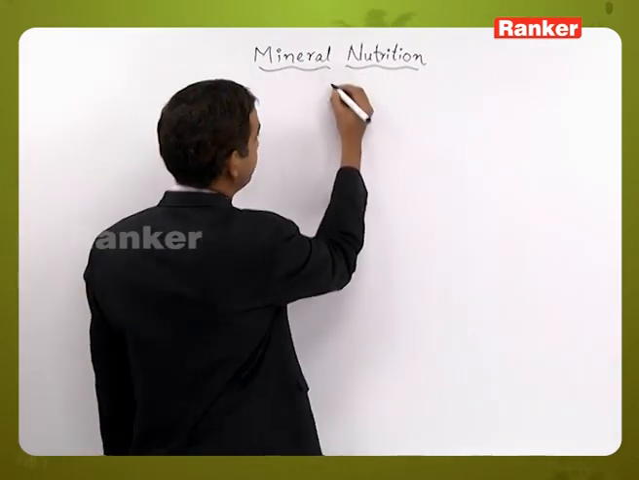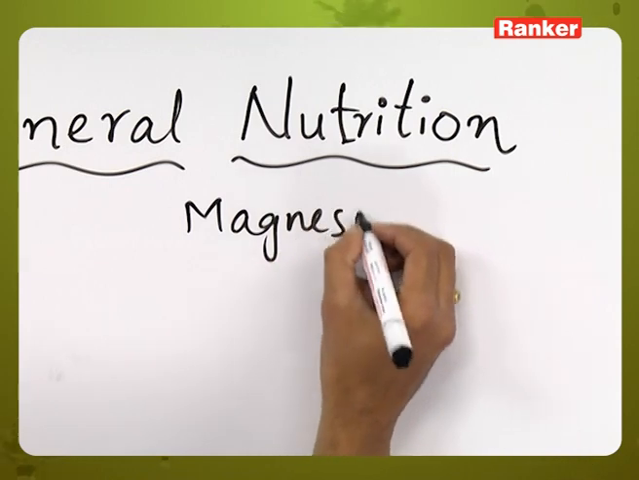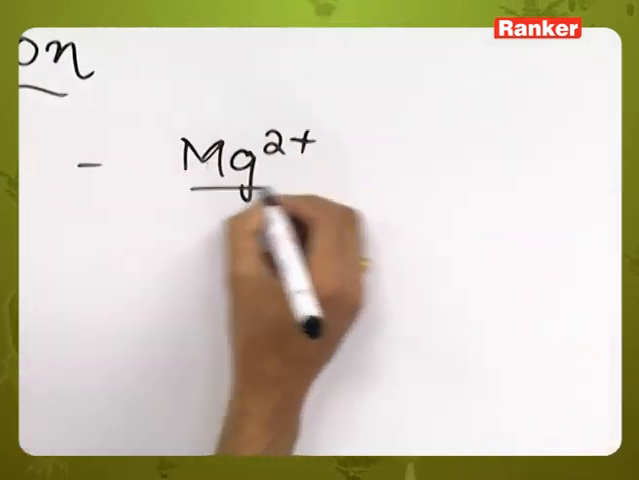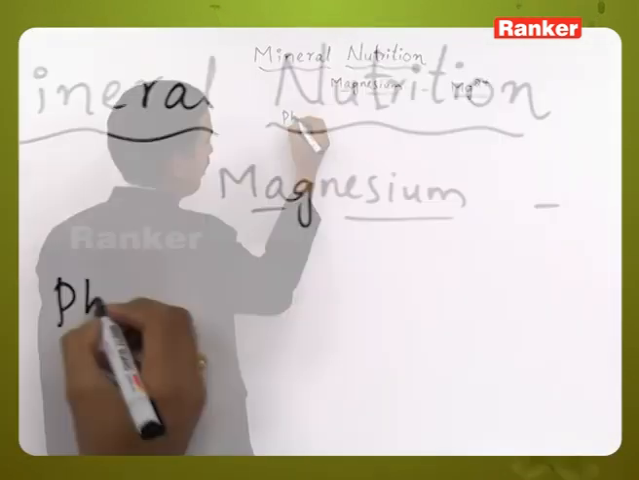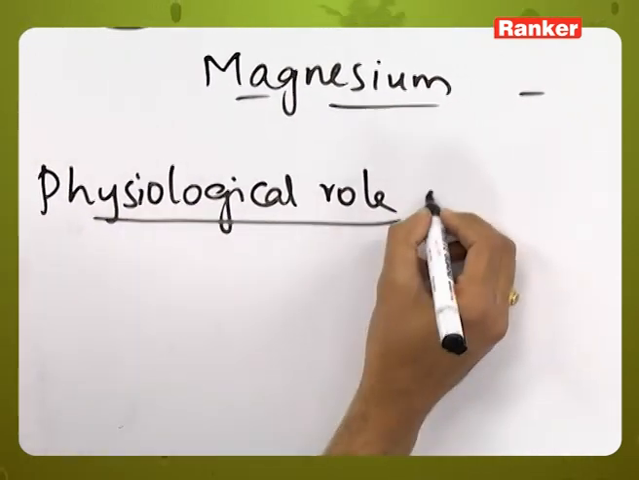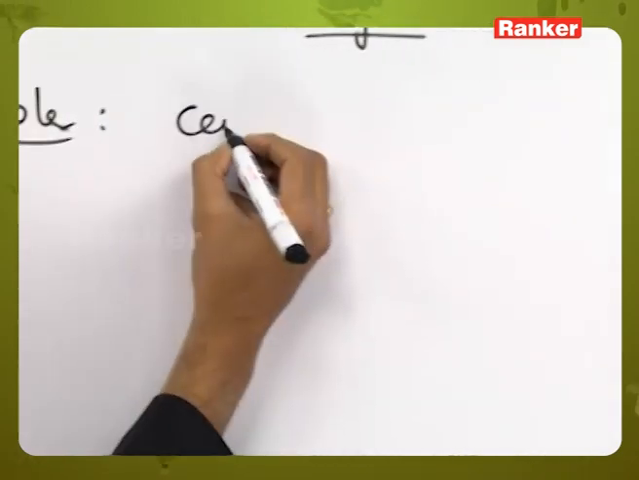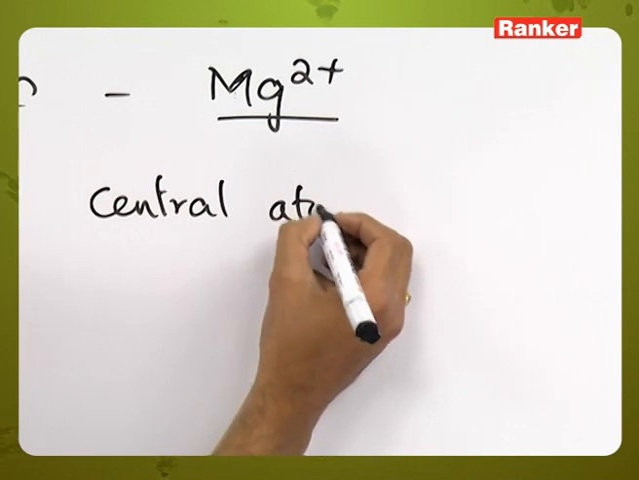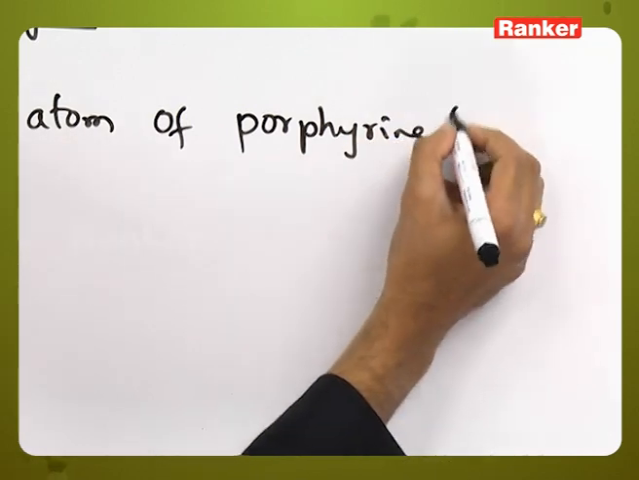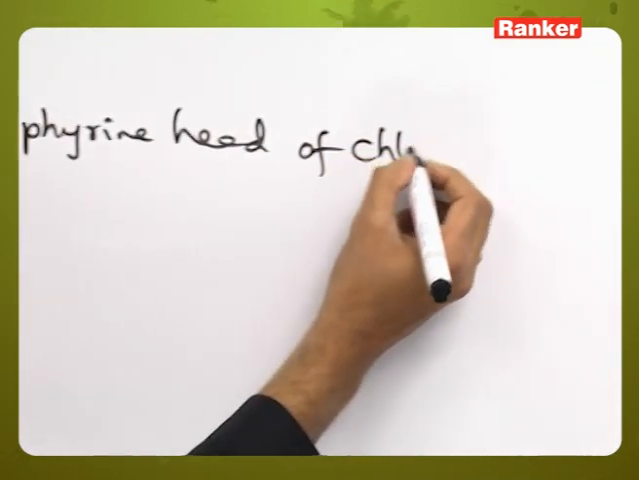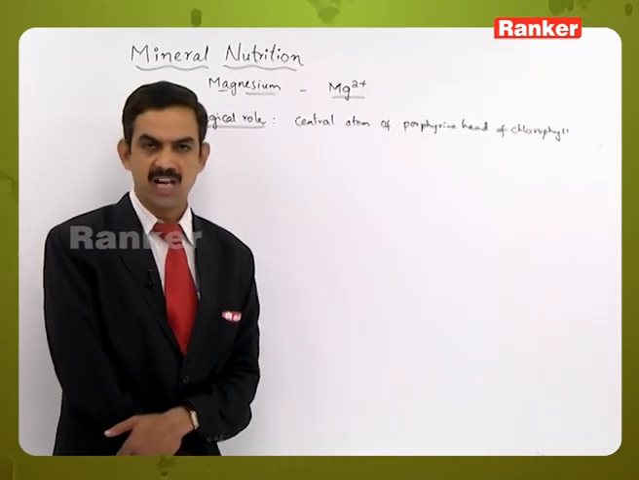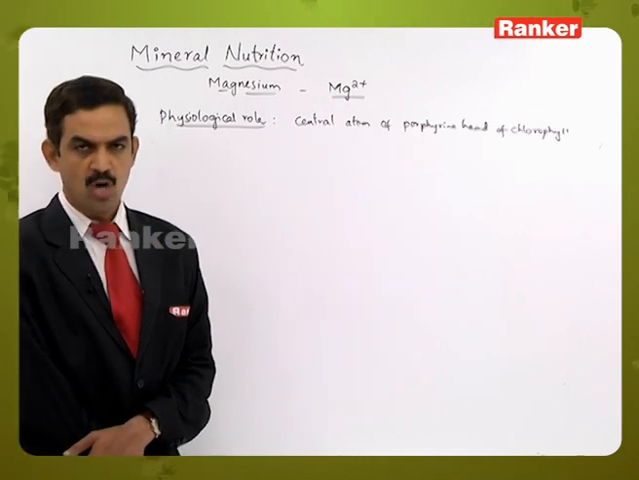Next element is magnesium. Magnesium is absorbed by the plants in the form of cation, that is Mg+2. If you see the physiological role of magnesium, magnesium is the central atom of the porphyrin head of the chlorophyll molecule. It is bound to the 4 porphyrin rings with the help of covalent bonds and coordinate bonds.